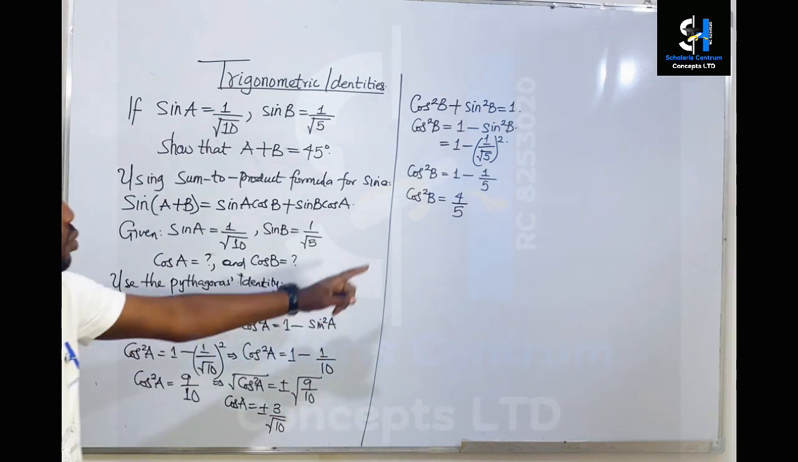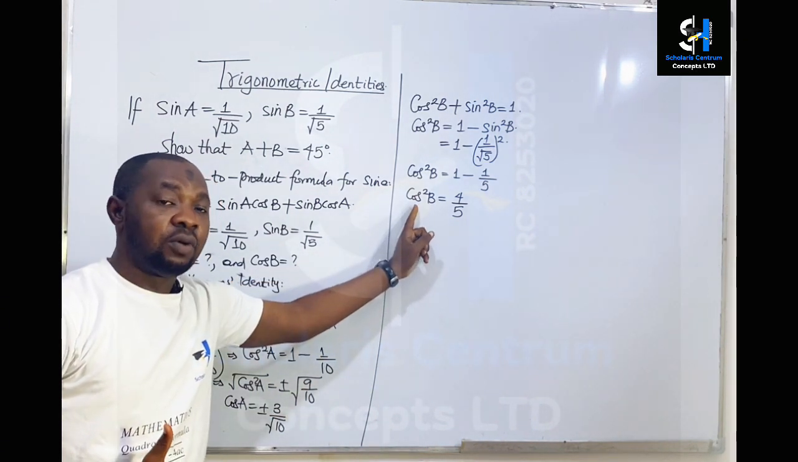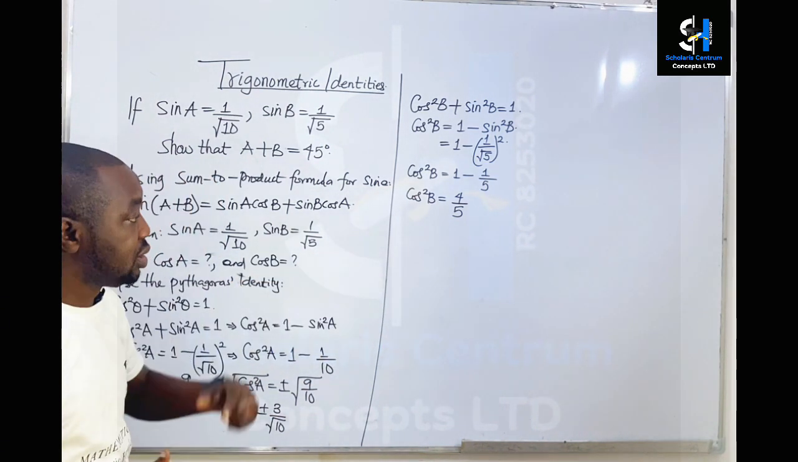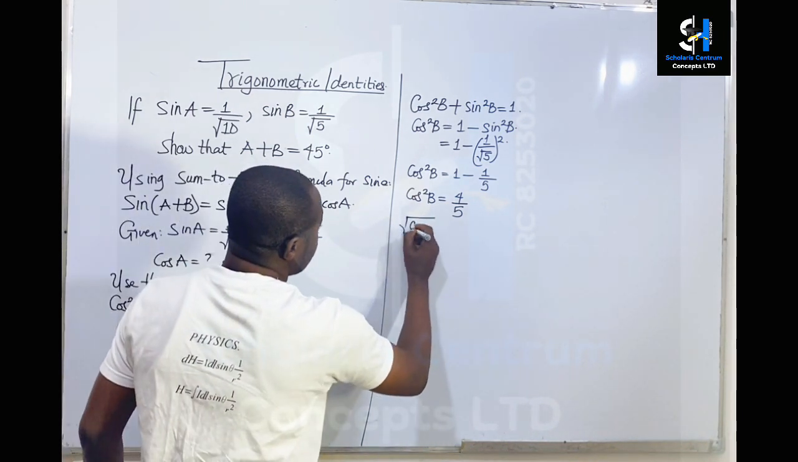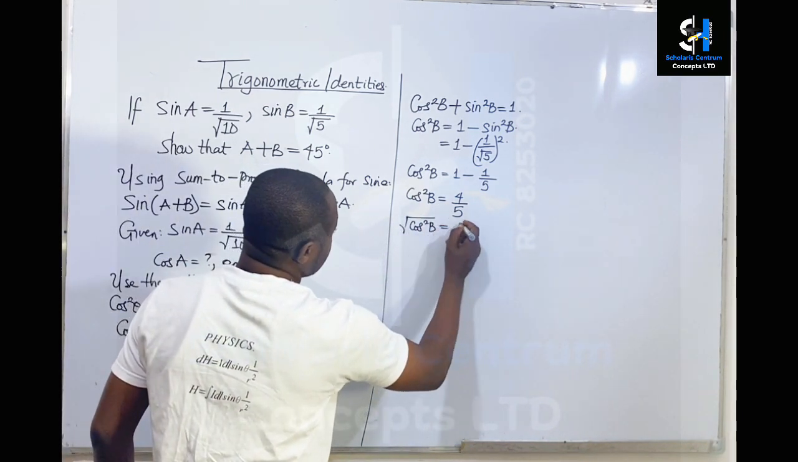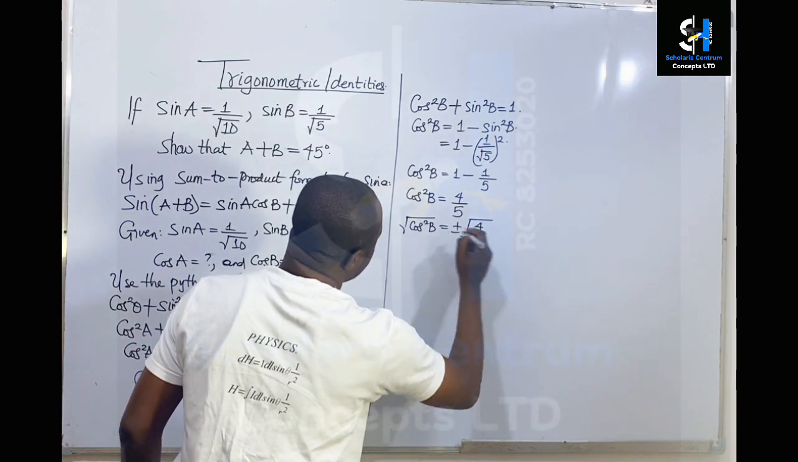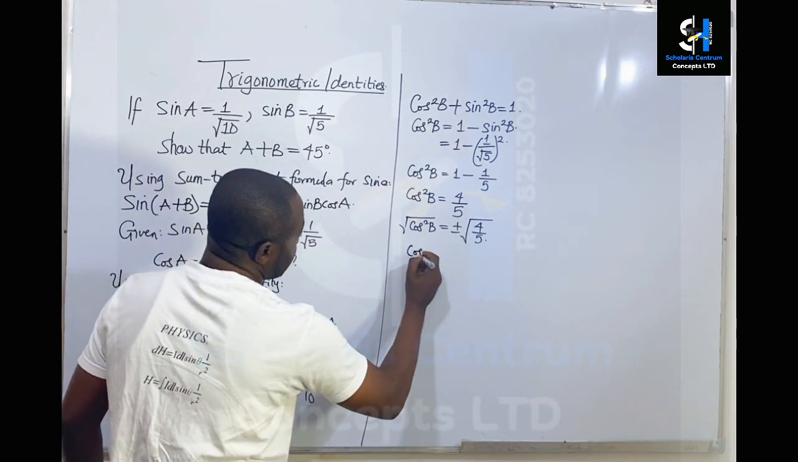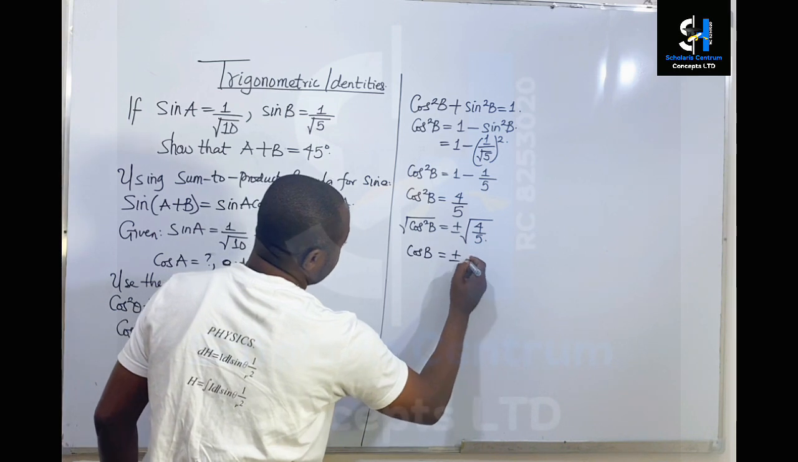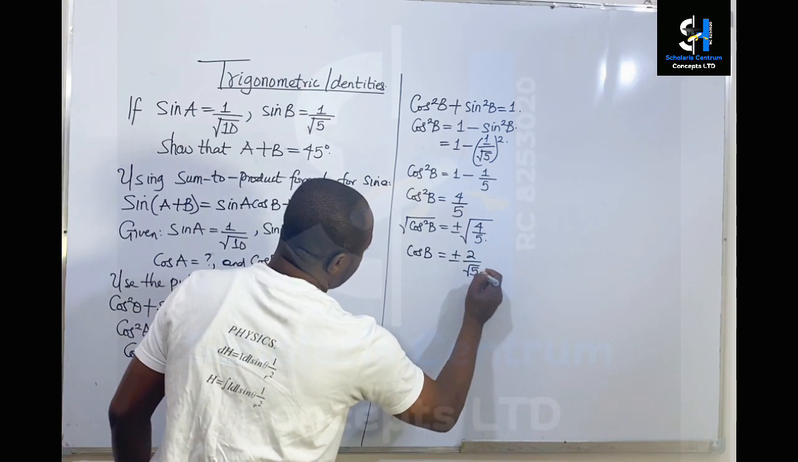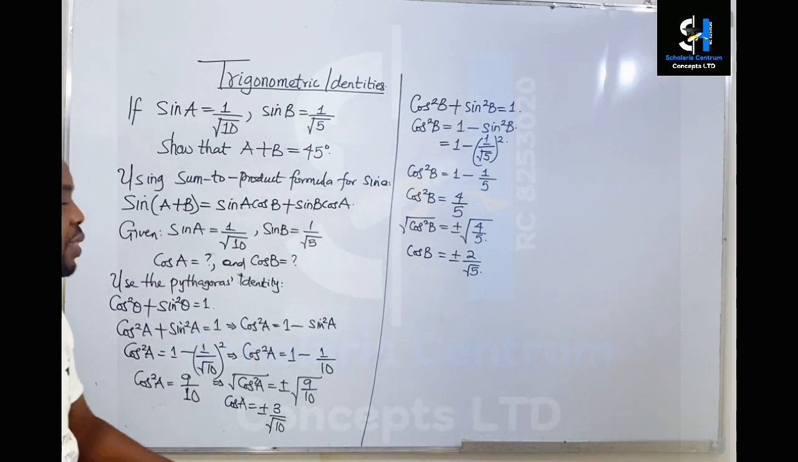Okay, now, also to obtain the value for cos B, we take the square root. If you take the square root of both sides, this becomes plus or minus the square root of 4 over 5. This will be cos B equals plus or minus 2 over root 5.